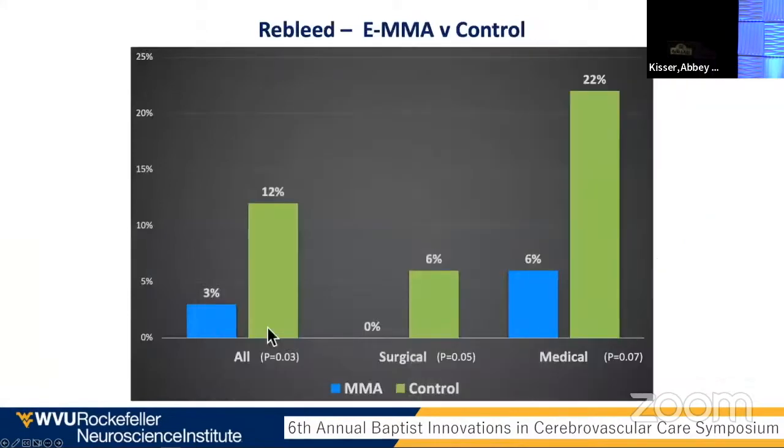The rebleeding rate was also significantly lower at 3% in the MMA versus the control group, with no rebleeding in the surgery plus MMA group. The most significant difference was in the medical arm, 6% rebleeding versus 22% in the medical arm.